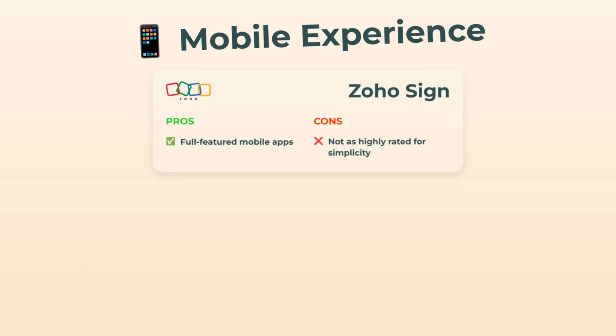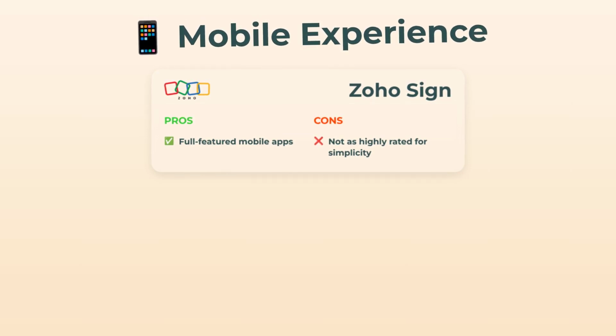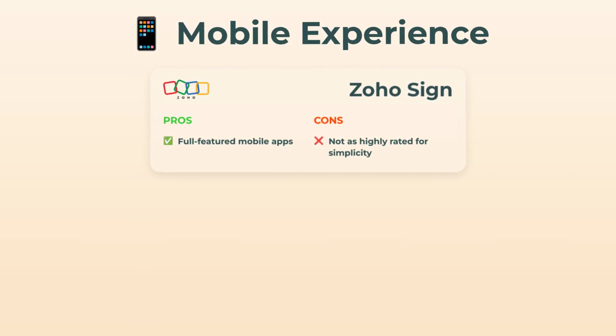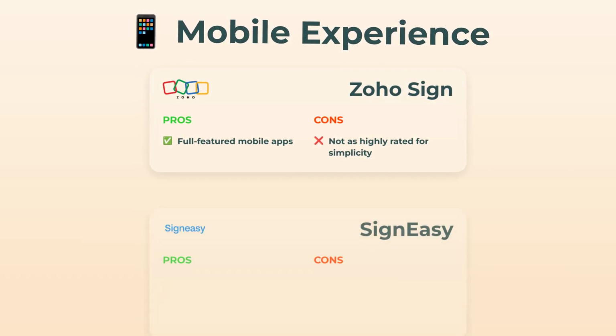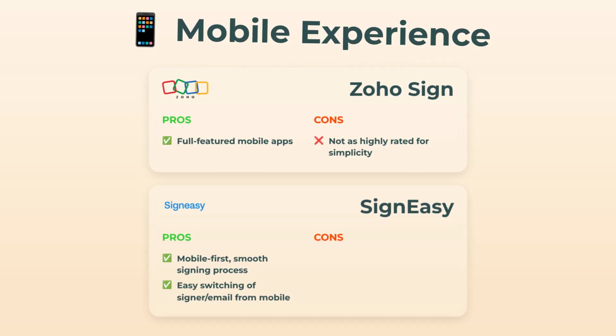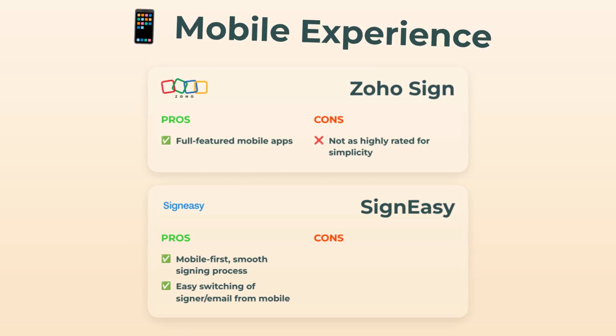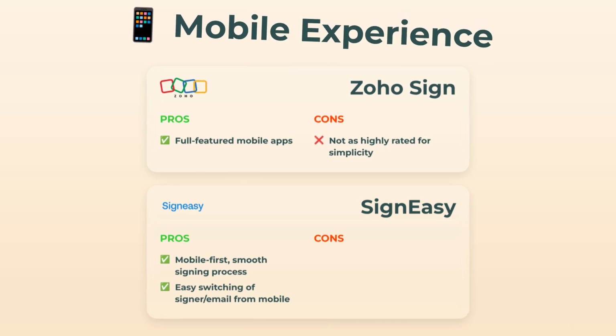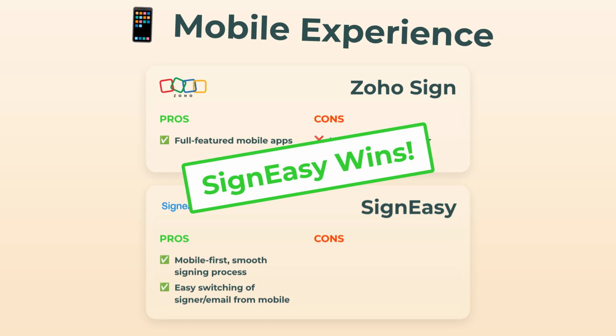Okay, mobile experience. Zoho Sign's mobile apps are genuinely full-featured. You can do pretty much anything on the go, but to be fair, they're not always described as super simple. Now, SignEasy was like born for mobile. It's smooth, it's fast, you can switch signers or emails super easily. If you're always closing deals or sending docs from your phone, SignEasy makes life way easier. Honestly, it's the clear pick here.